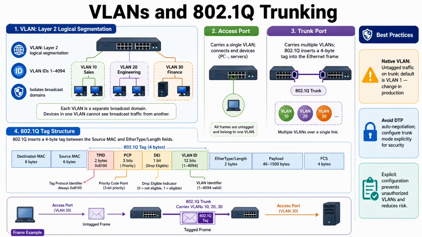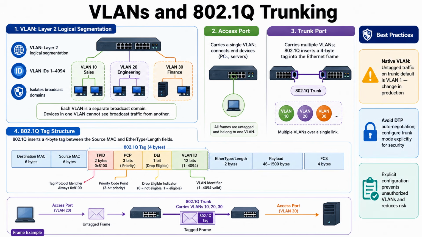DEI, drop eligible indicator, is 1 bit used to mark frames that can be dropped during congestion. And the VLAN ID is 12 bits. 12 bits gives you values from 0 to 4095, 4096 possible values, but 0 is reserved to indicate no VLAN, and 4095 is also reserved. So your usable VLAN ID range is 1 through 4094. That 4094 ceiling is a hard architectural limit of 802.1Q.